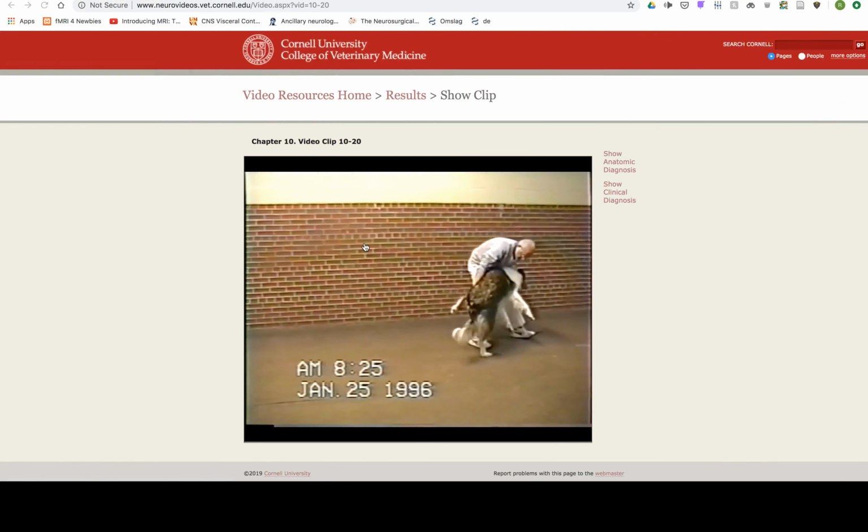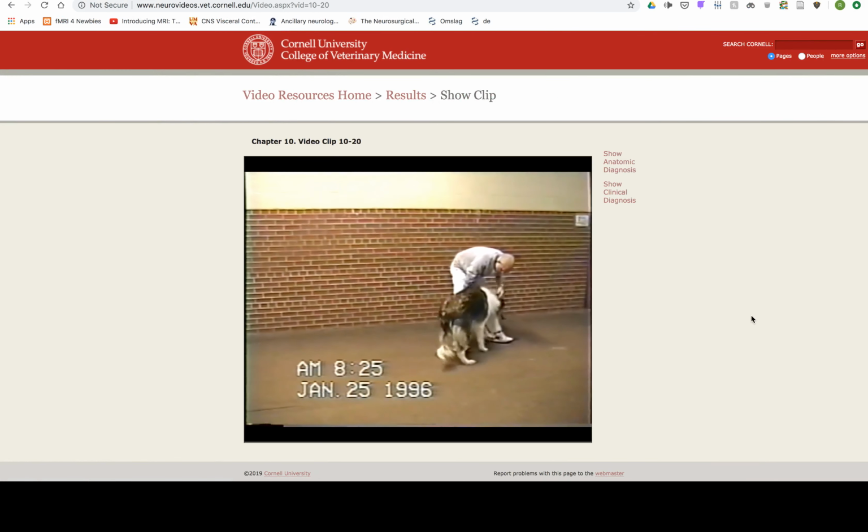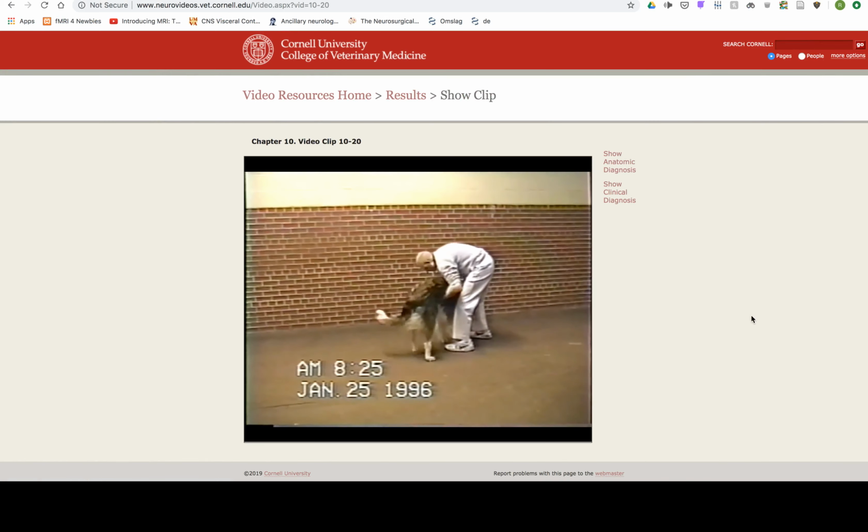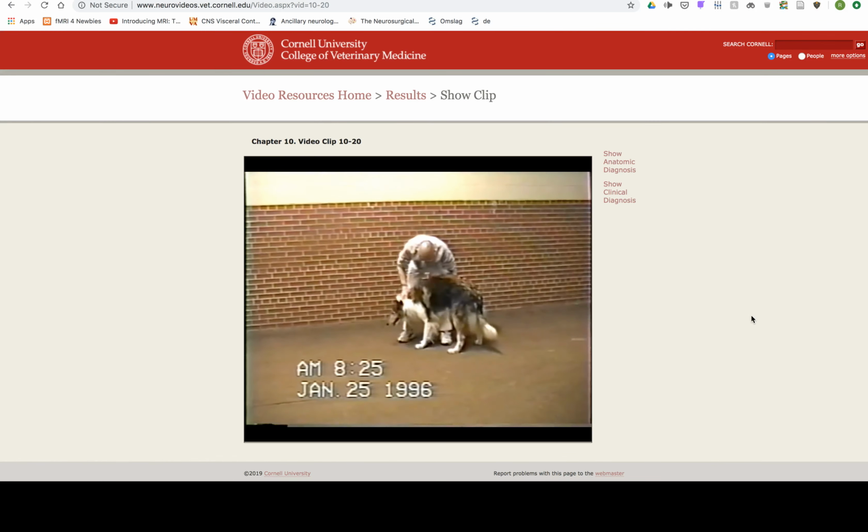Video 10-19 shows Killian, an 8-year-old castrated male boxer with a history of several months of a slowly progressive difficulty using his pelvic limbs. Note the exacerbation of the gait abnormality when Killian is turning as he walks. Note the bilateral hypertonia but depressed left patellar reflex.